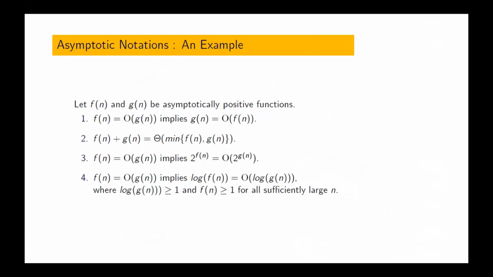Here again, f of n and g of n are asymptotically positive functions. Now the first one: f of n is big O of g of n implies g of n is big O of f of n. What does f of n is big O of g of n mean? Order of growth of f of n is less than or equal to order of growth of g of n. It is given. Then what is it that they are asking? Which implies order of growth of g of n is less than or equal to order of growth of f of n.